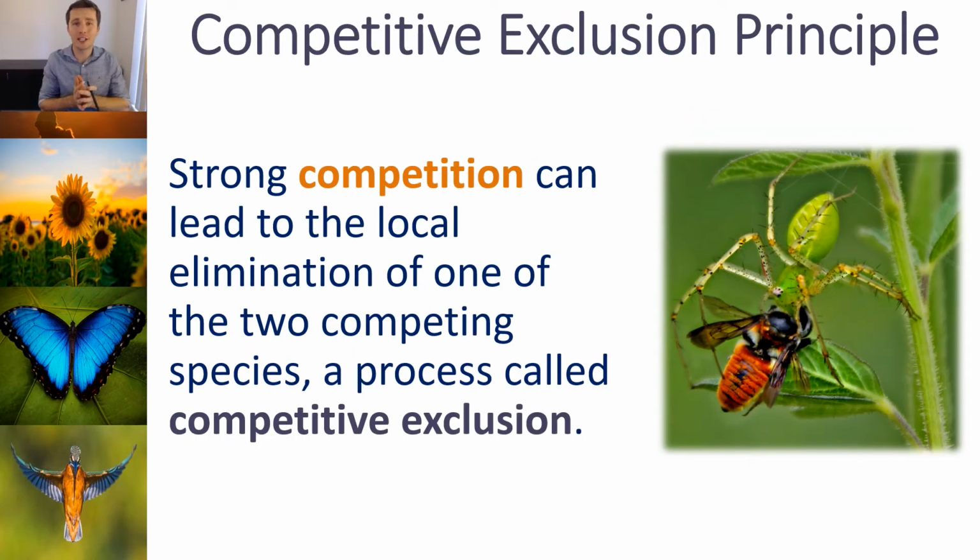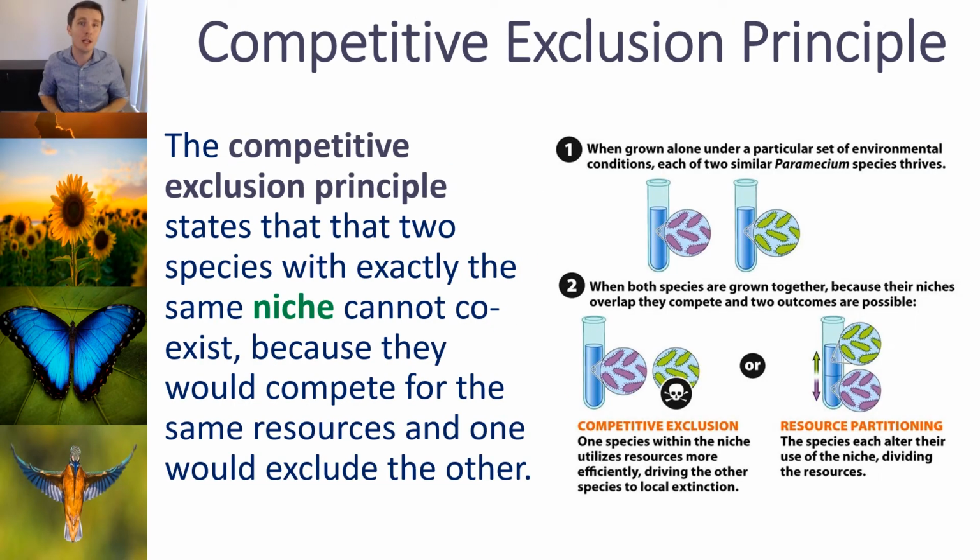So strong competition can lead to the local elimination of one of the two competing species, and we call this process competitive exclusion. Basically, as the name suggests, competition excludes one of those populations locally from that particular area or that particular niche. So the competitive exclusion principle states, write this definition down, that two species with exactly the same niche, so the role and space that they occupy, cannot coexist because they would compete for the same resources and one would exclude the other. So that's the whole idea of the competitive exclusion principle.